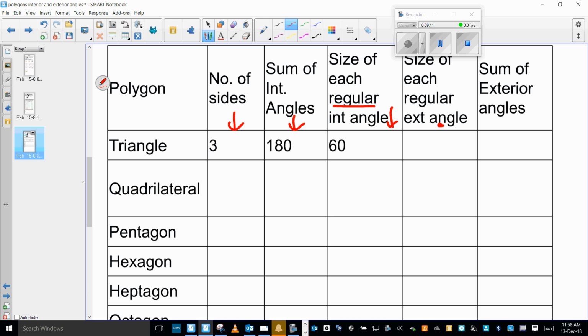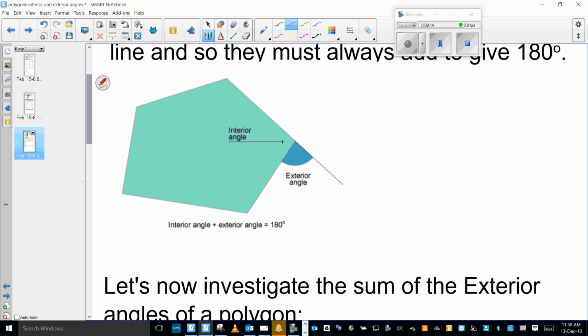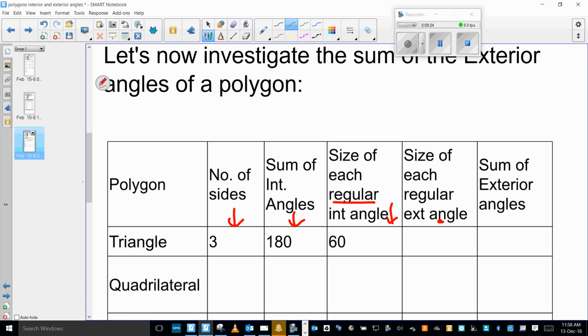What did we say about interior and exterior angles? They are always going to add to 180, yes? So you can find your exterior angle for each of them by subtracting this number from 180. So I know that that's going to be 120. So that would be 120. Then how would I fill in this column? If I know that each regular exterior angle is 120, and I want to know the sum of the exterior angles for this shape, what would I do with this number here? Multiply by 3. Why 3? That's the number of sides, the number of angles, yes? So I would then do 360 here.